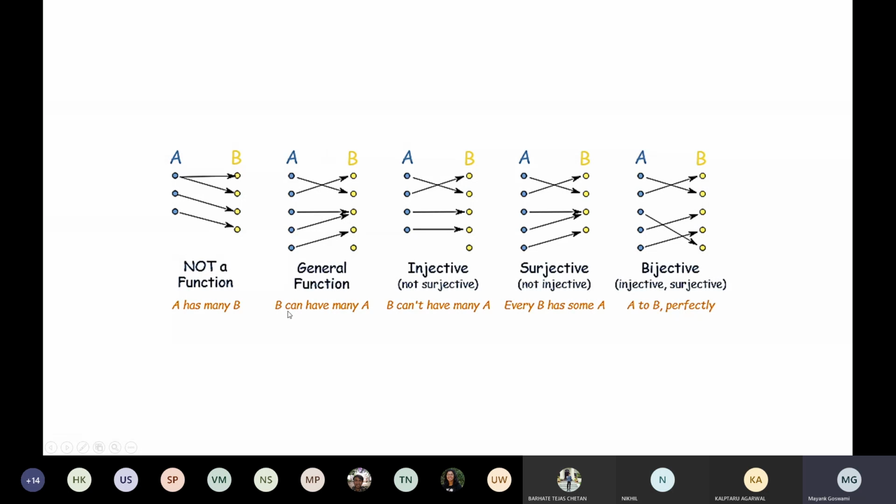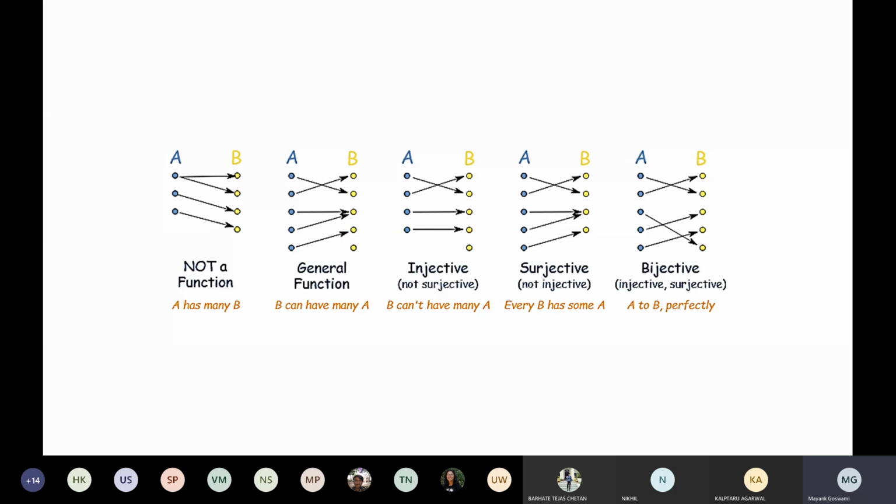Here B can have many A, and in the third one, we have each element of A mapped to exactly one element of B. What I have shown you in earlier slides. This is an example of injective functions.